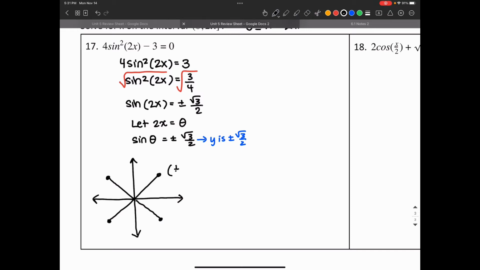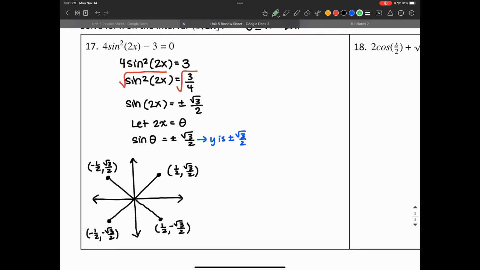So this is going to be the point 1/2 comma square root of 3 over 2. This is going to be the point negative 1/2 comma square root of 3 over 2. This is going to be negative 1/2 negative square root of 3 over 2. And this is going to be the point positive 1/2 and negative square root of 3 over 2.